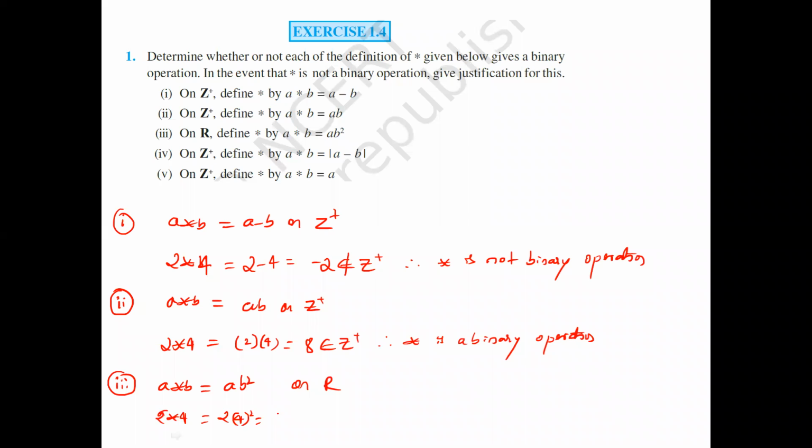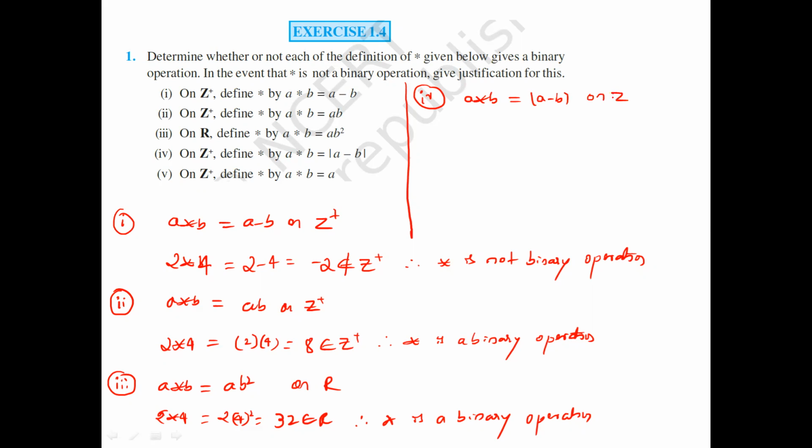So I get the 32 belongs to real number. Therefore, star is a binary operation. Okay. Fourth one, A star B equal to mod of A minus B on Z plus.